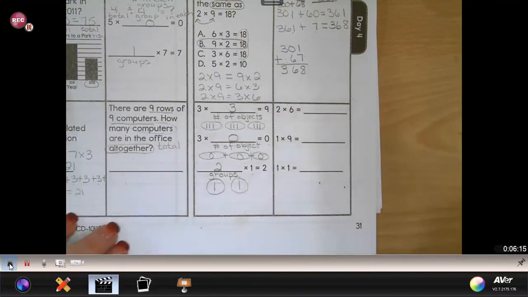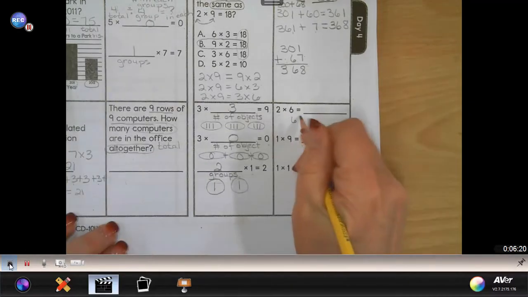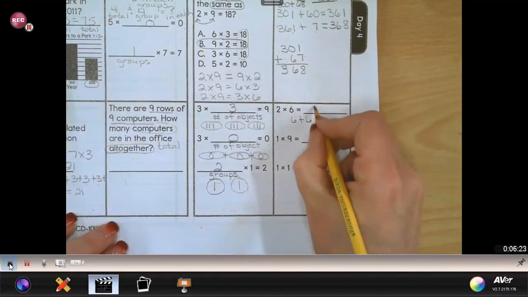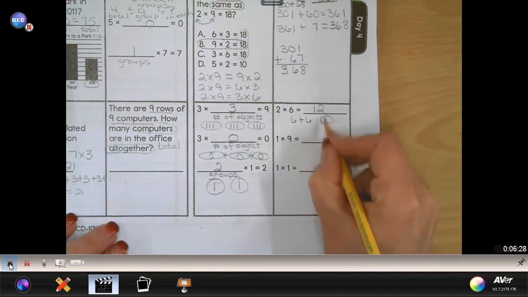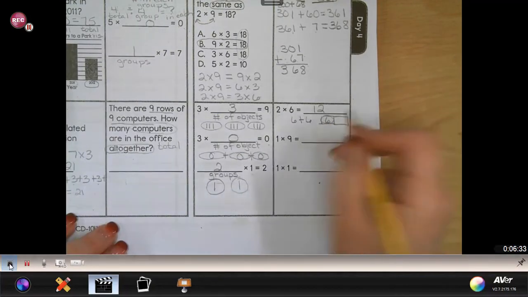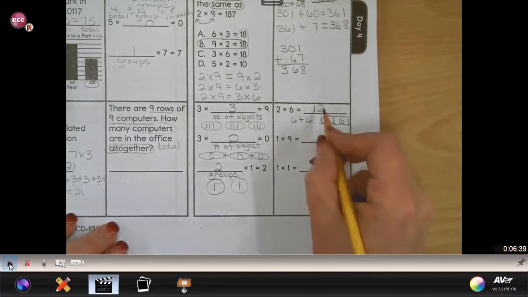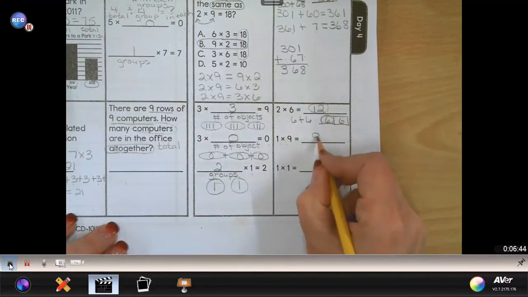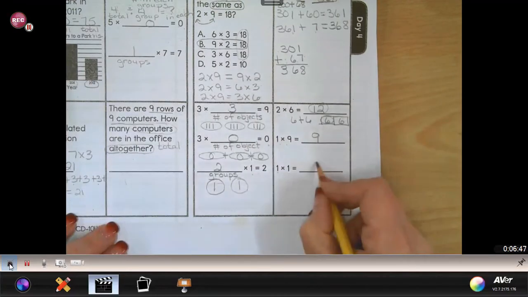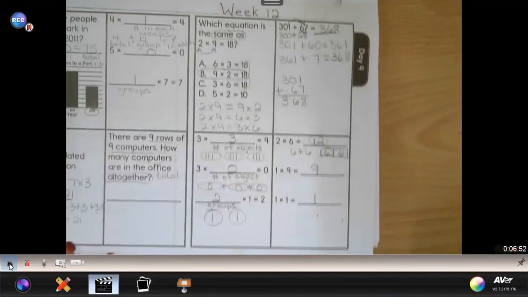Our next set of problems are looking for the product. So I have 2 groups of 6. And so if I add 6 plus 6, that would give me 12. Or I could show it as a bar diagram. And I have 6 in that group. And I have 6 in that group. So I have 2 groups of 6. My 2 groups of 6 will give me 12. 1 group of 9 is going to be 9. And 1 group of 1 is going to be 1. So those are our problems for today, our warm-up problems for today.